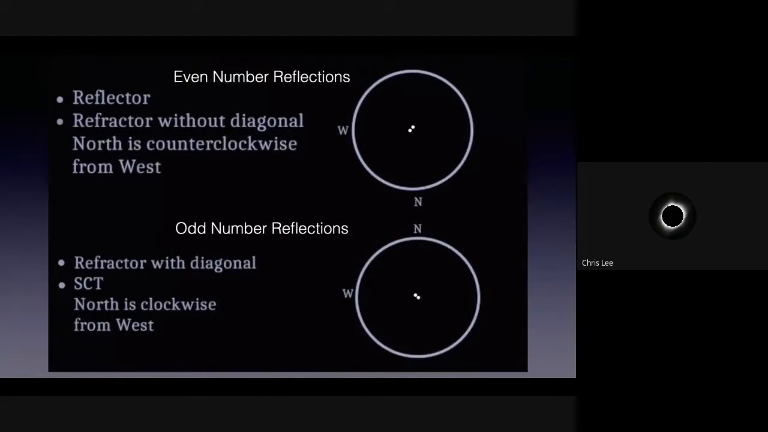Now you need to determine the other directions. Different types of scopes have different orientations when looking through the eyepiece, and I'm not sure why, but this used to really confuse me. So I hope this cardinal direction information is helpful. If you have a telescope with an even number of reflections, like a reflector or a refractor without a diagonal, north will be counterclockwise 90 degrees. If you have a refractor with a diagonal, an SCT or a MAC, north will be clockwise 90 degrees. Mark these on your sketch.